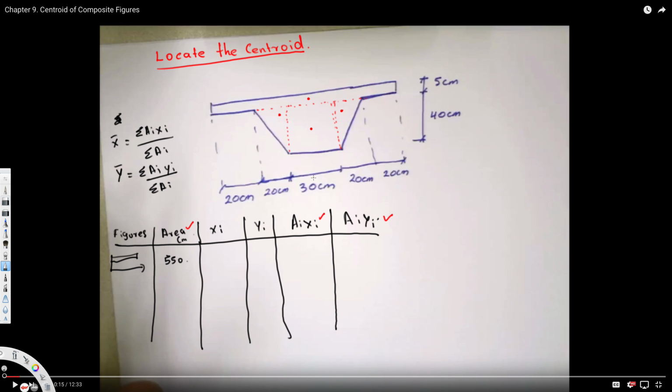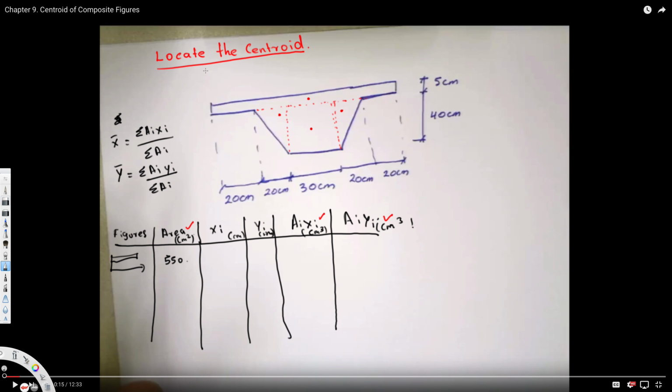This is centimeter, so area is going to be centimeter squared, xi is centimeter, yi is centimeter, and area times xi is centimeter squared times centimeter, which gives us centimeter cubed. Ai yi is the same thing, centimeter cubed. So these are the units. The first area we found is 550. Now let's calculate xi. xi is going to be the horizontal distance.